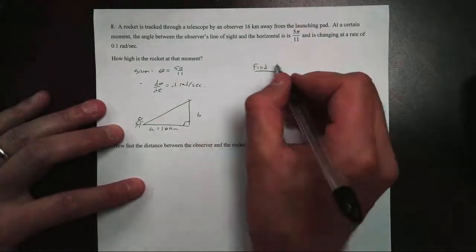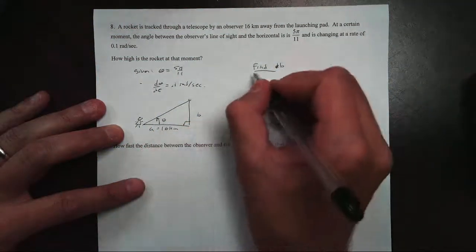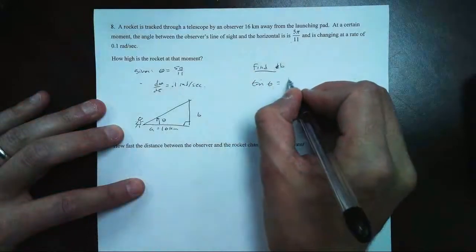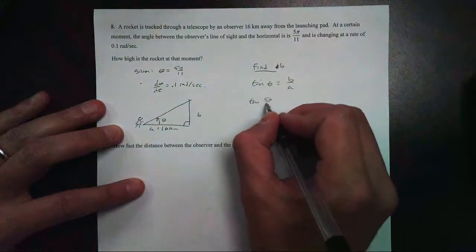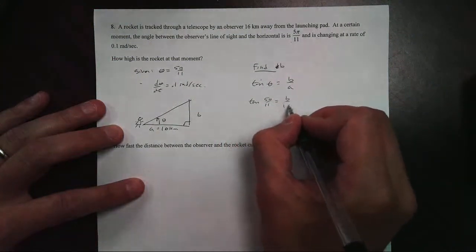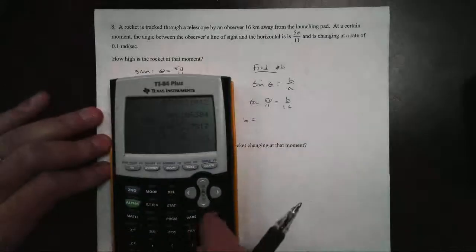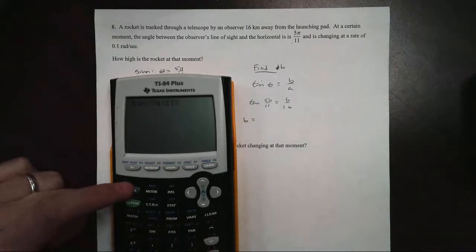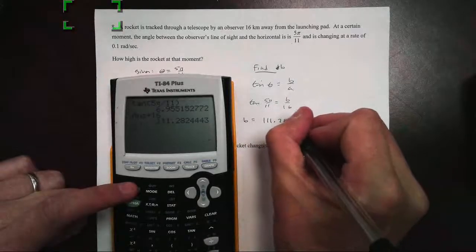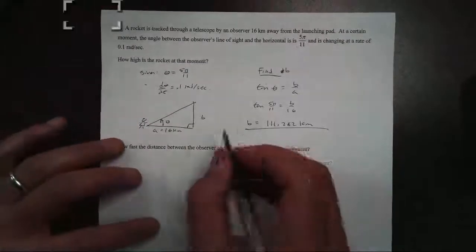Not D, B. So I'm going to use a trig function because they give me this angle theta here. And it's easy. We're going to use the tangent of the angle, B over A. So we know the angle: tangent of 5 pi over 11 equals B over 16. So we can get B very easily. If I use my calculator, I take the tangent of 5 pi divided by 11, and I'm going to multiply that by 16. And we get 111.282 kilometers.